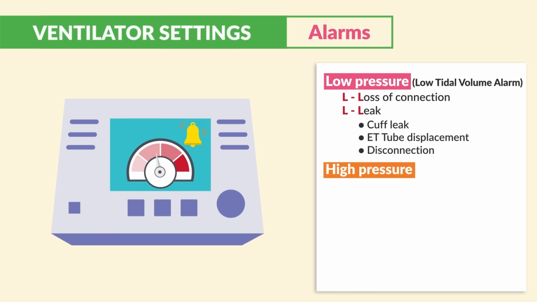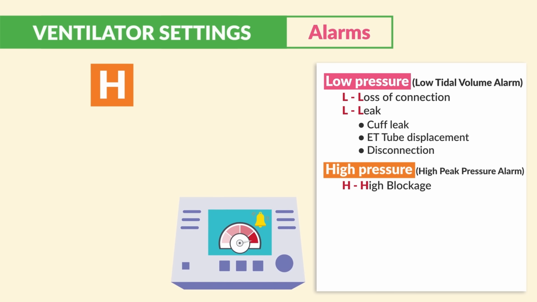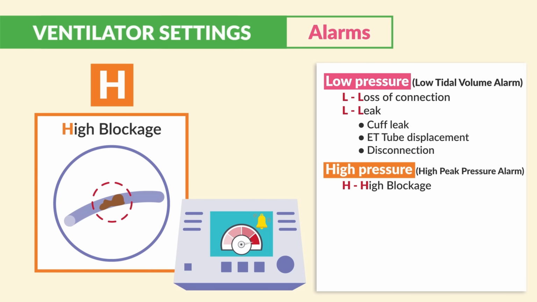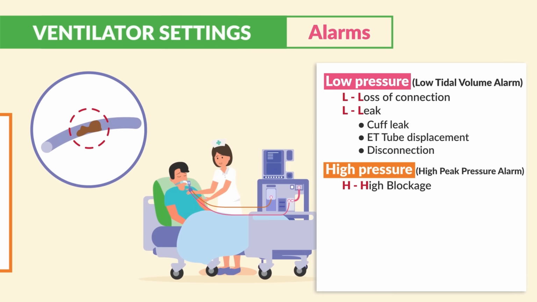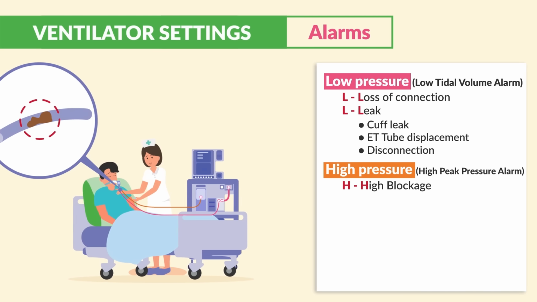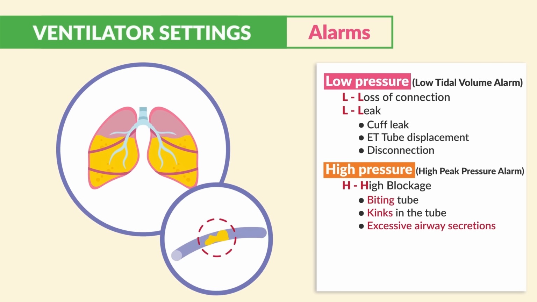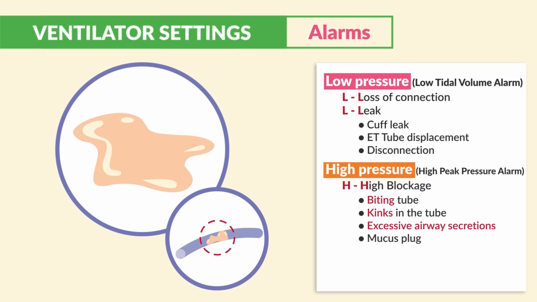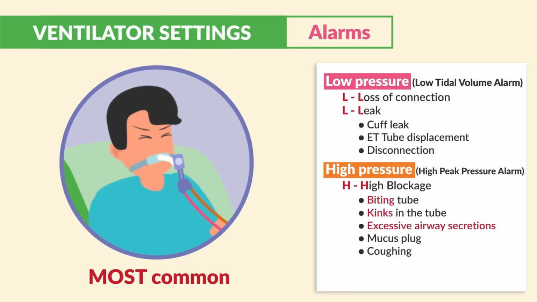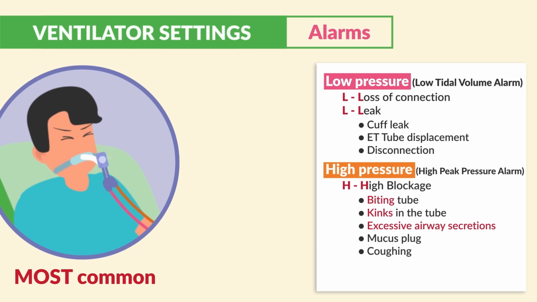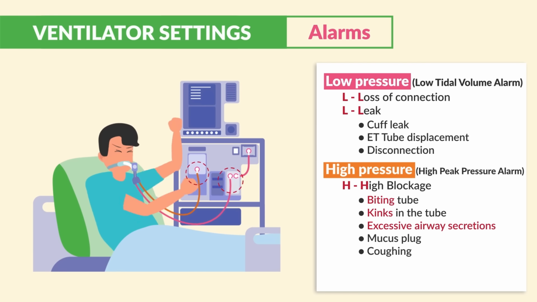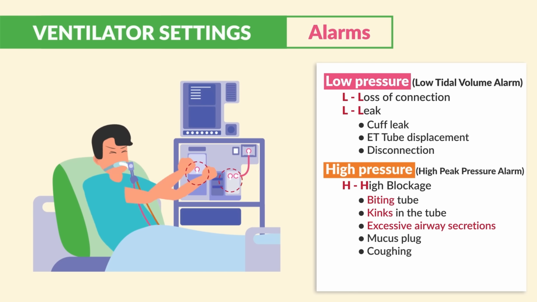And high pressure alarm, also called high peak pressure alarm, just think H for high blockage. Anything that can cause a blockage of airflow resulting in peaked airway pressure. So we must assess first for blockage. Now this is typically from biting a tube, kinks in the tube, excessive airway secretions like a mucus plug, or even coughing, which is probably the most common. And another common one is a client who fights the ventilator, typically when waking up from sedation.